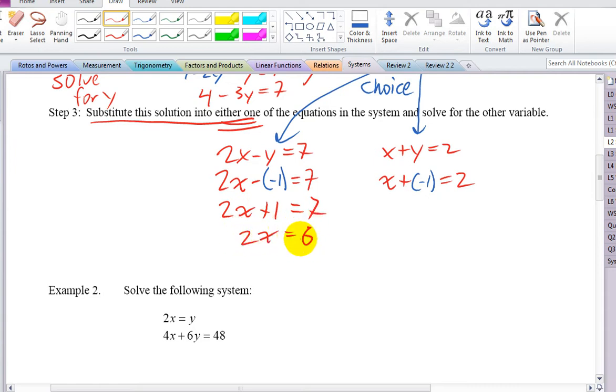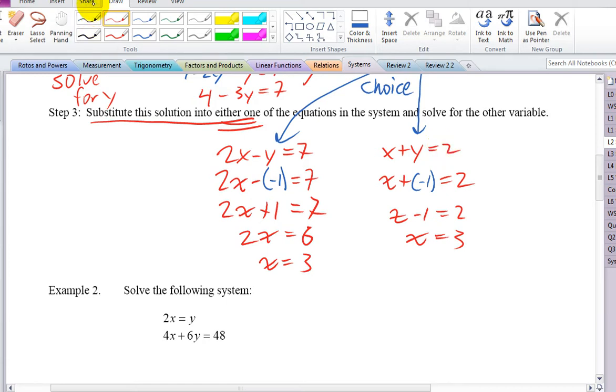2x equals 6. Good. And x equals 3, perfect. Or the other one, x minus 1 equals 2, x equals 3. Now, which one would have been easier to use? Left or the right? Yeah, the right one. Does it matter? No. So keep that in mind. Your friend, your partner might do different work, still get the same answers. So you do have choices here.